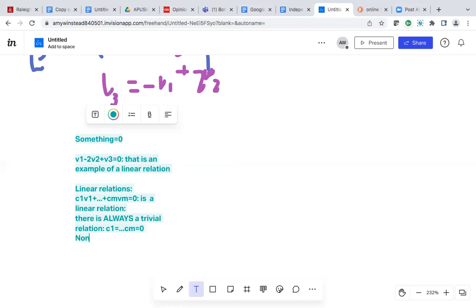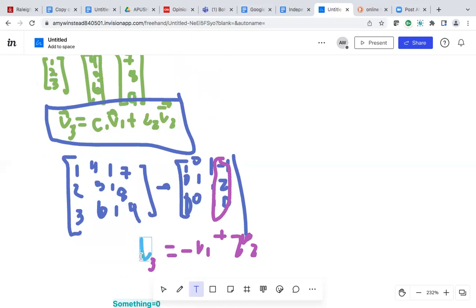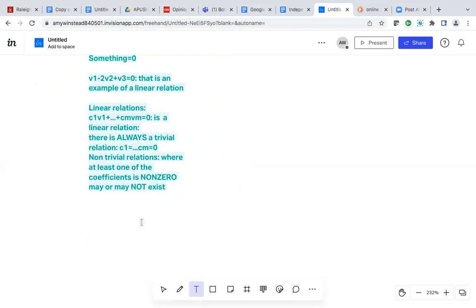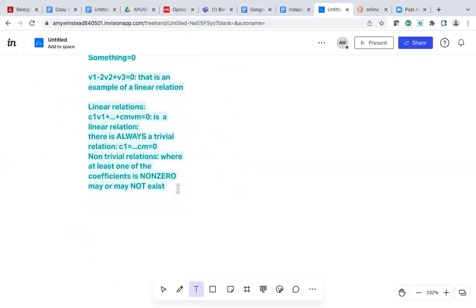Now, non-trivial relations, where at least one of the coefficients is non-zero, may or may not exist. And think about that, because what we were doing is we ended up with this linear relation because we went through a whole process to show if these two vectors were linearly independent or not. So yes, you guessed it. There's another theorem right after called relations and linear dependence.